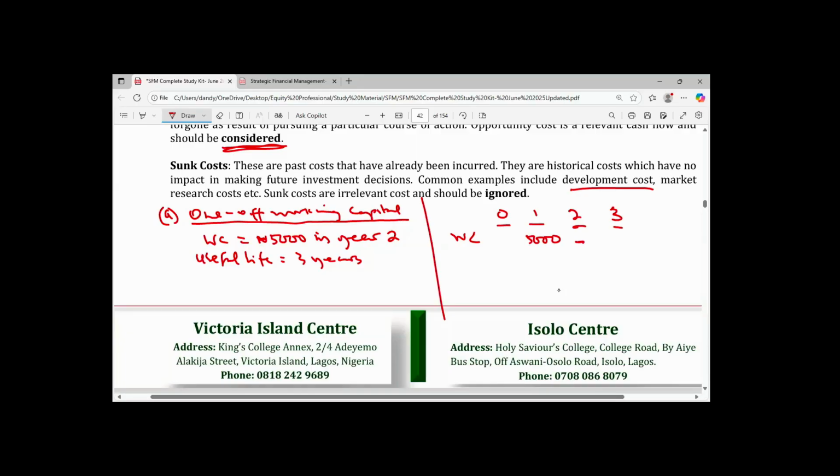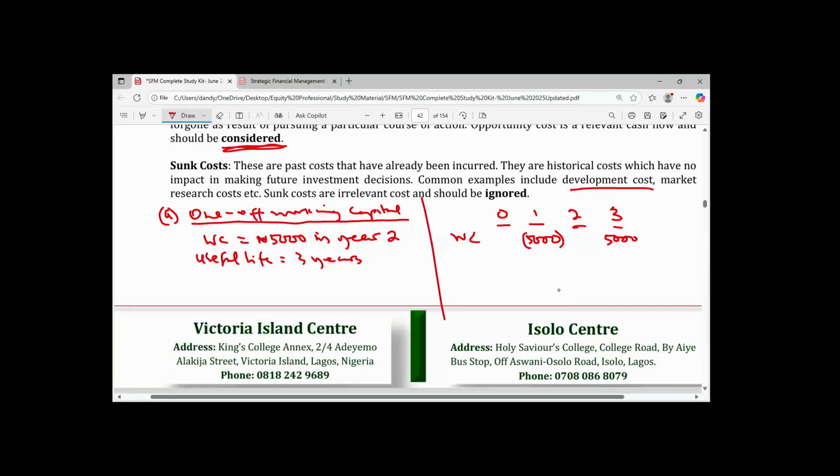The rule says it should be treated as cash outflow, so I will put it in brackets. Then at the end of the useful life, which is 3 years, I will recover the entire working capital. So here will be 5,000. In this case, I've recovered the one-off working capital. 5,000 minus 5,000 is equal to 0, even though the present value will be different, because when you discount the 5,000 of year 1 with the appropriate discount factor and you discount the one of year 3, it is not going to be the same again because of time value of money. This is how to treat a one-off working capital.